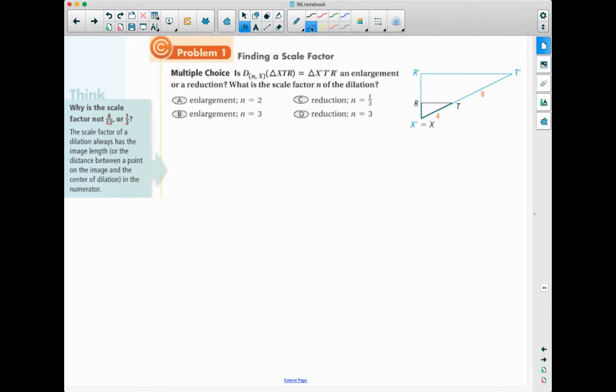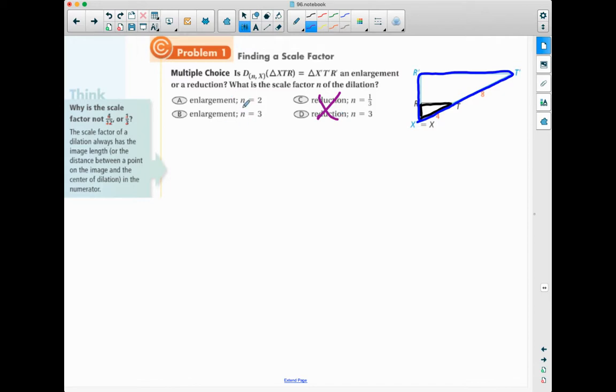So our pre-image is the black triangle, right? That's our pre-image. And then our image is this big blue one right here, right? So what we want to do is, obviously, it looks like it's an enlargement, right? So it is getting bigger, so we know that these are out. So it's going to be one of these. Now we have to figure out what the scale factor is.